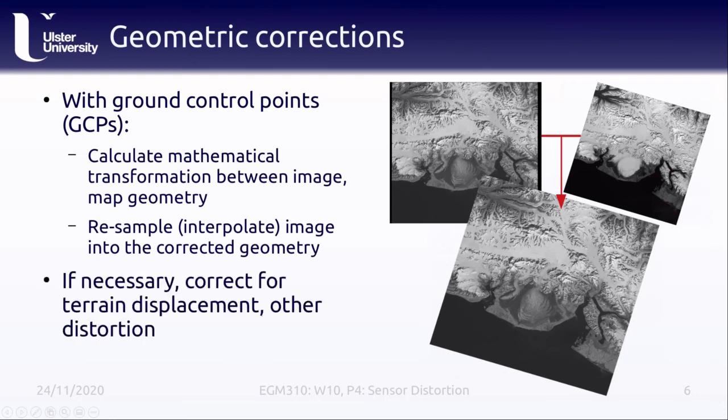Depending on the kind of transformation that we use, we may also need to correct for terrain displacement or other distortions at this stage. We can also use additional GCPs to estimate the geometric accuracy of the image.